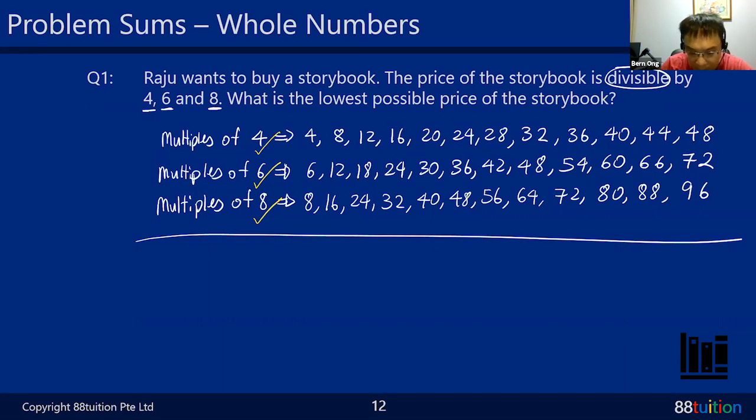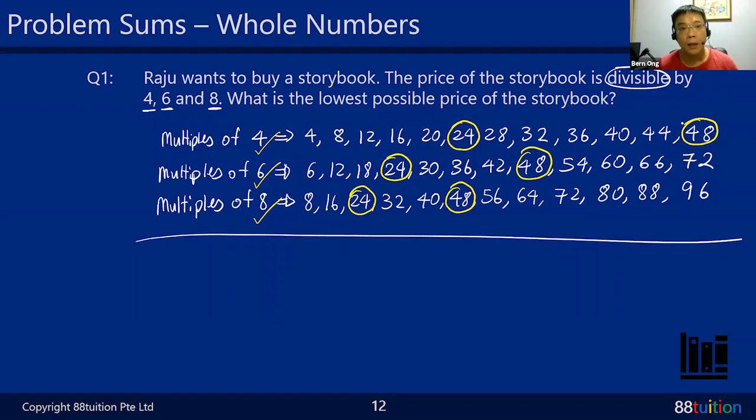Look at your 8 timetable first. 8, all right, then 24. I see 24. Can you see? Multiples of 8 have 24. Multiples of 6 also have 24. Yes. Multiples of 4 also have 24. Very good. All right, then let me look at the multiples of 8. I got 32. 32, 6 doesn't have. 4 doesn't have. 40 doesn't have. 48, 48 has. Can you see? 48 here has, here has.